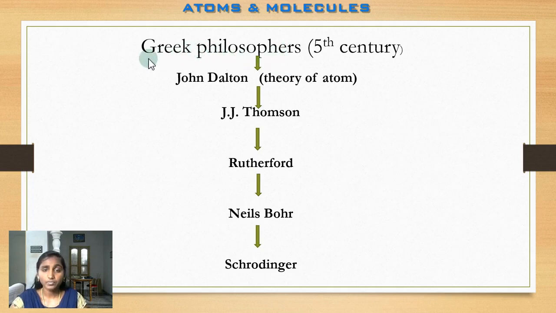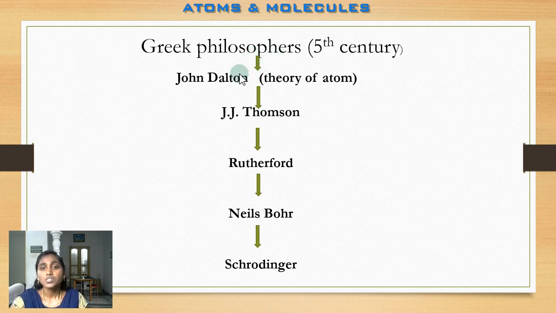Who gave the idea of an atom? Greek philosophers. Please note it. This is important. This is a 1 mark question. You don't have a book, I think, so you have to take a note and please note this one. So who gave the idea of an atom? Greek philosophers. In the 5th century, Greek philosophers gave the idea of an atom.